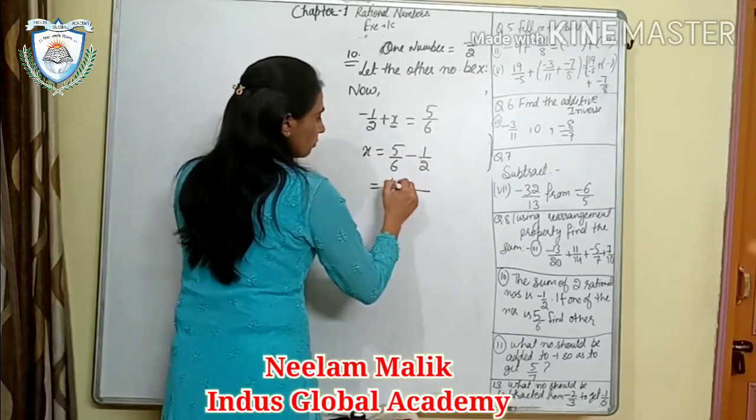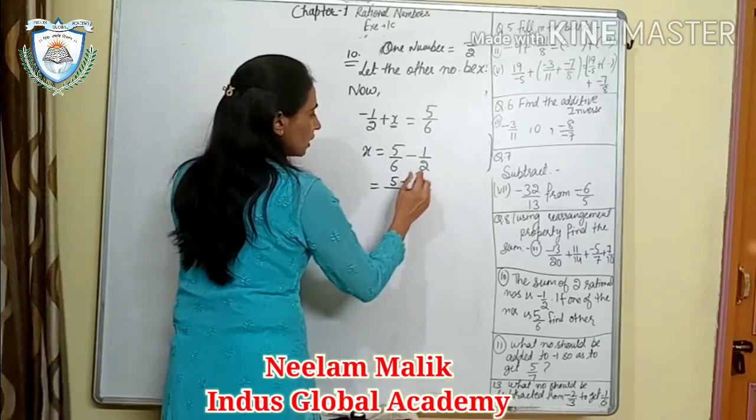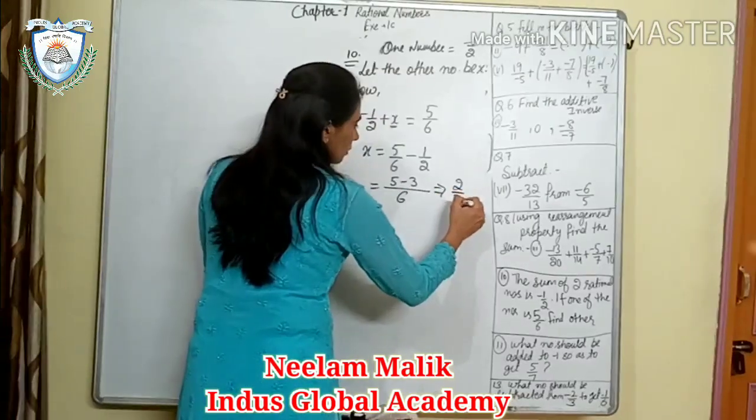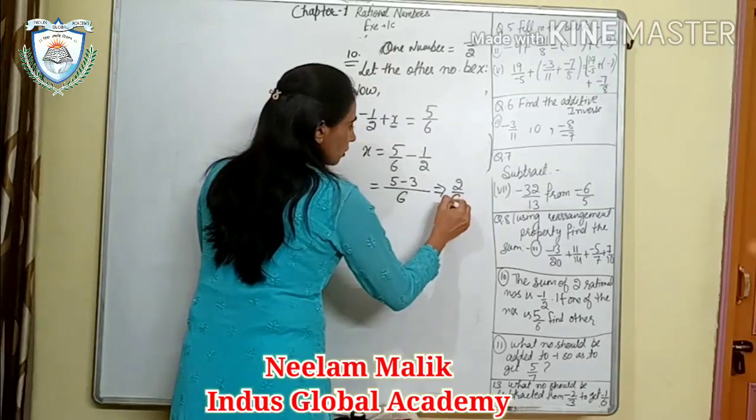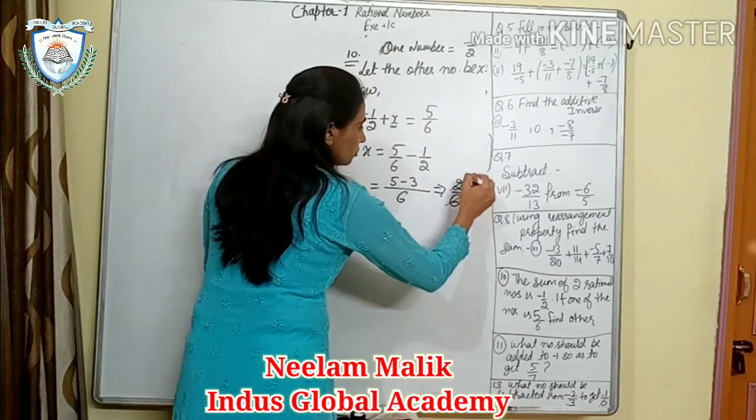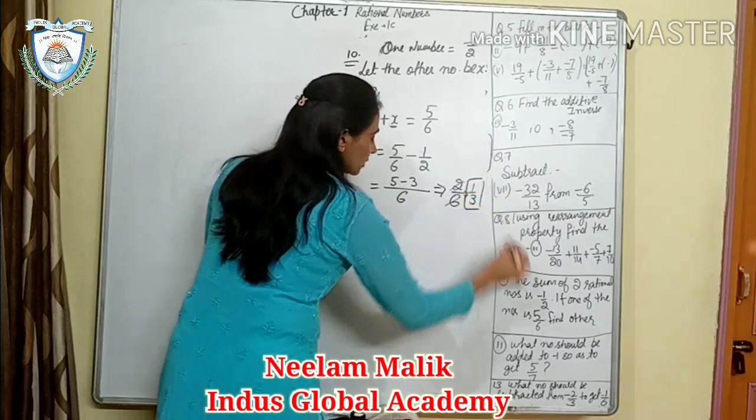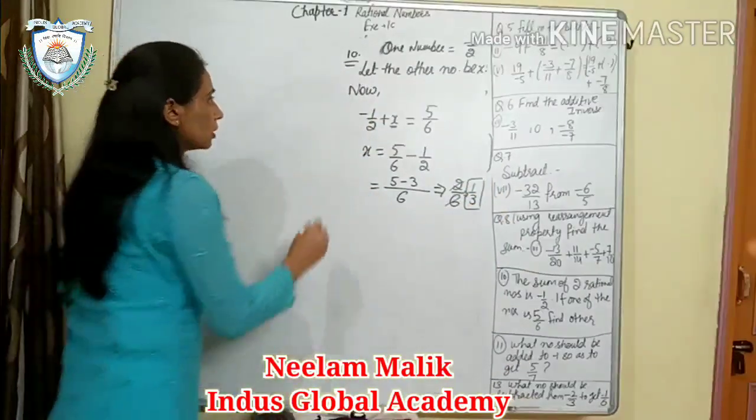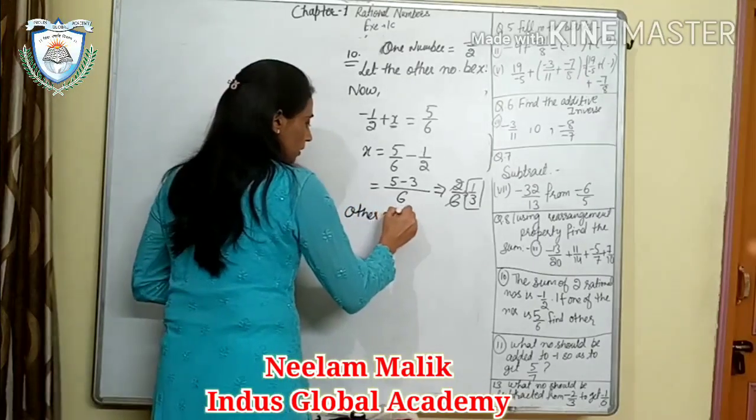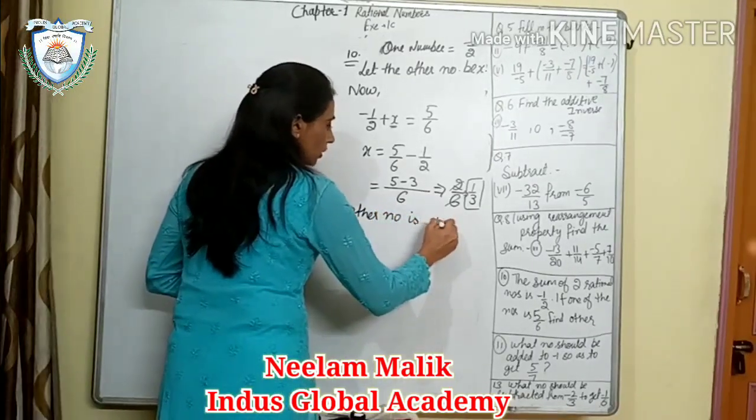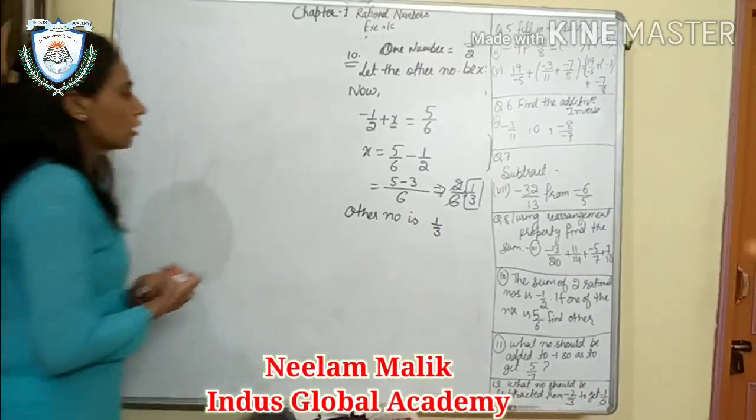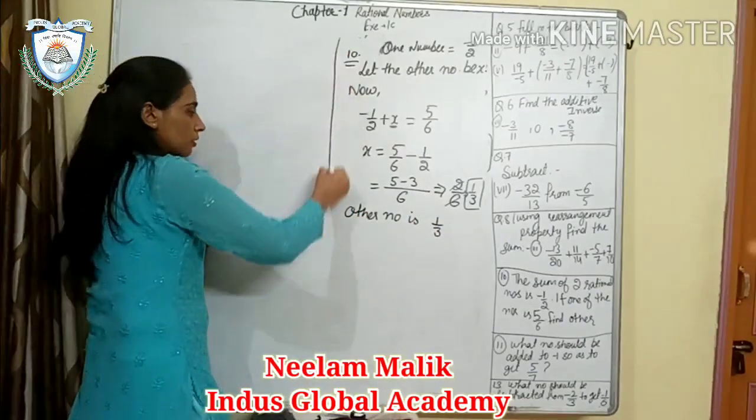So here it will be 5 minus 2, that is 3, and here will be 6. So what you will get is 3 upon 6. What we can say is 2 upon 6, that is 1 upon 3. So what is your other number? That is 1 upon 3. So you will say the other number is 1 upon 3. Now question number 11.